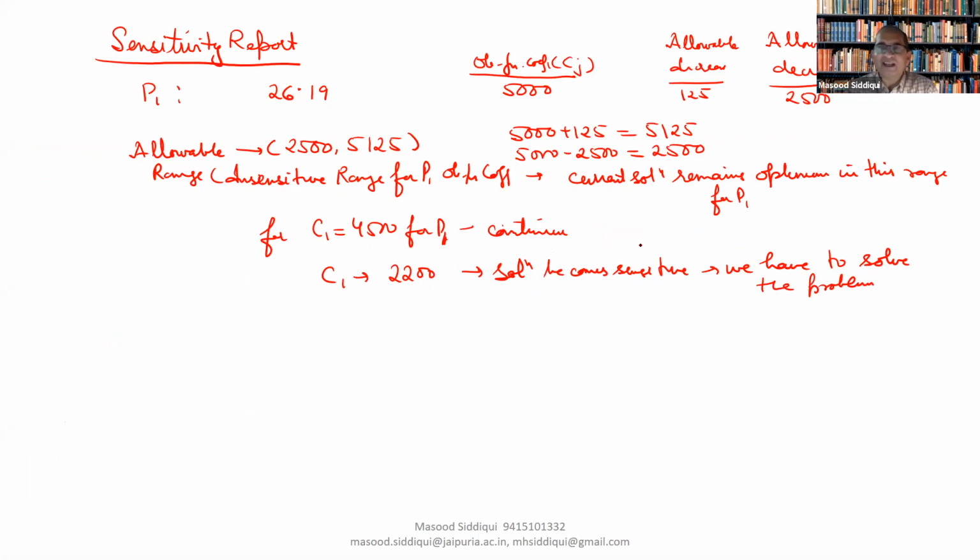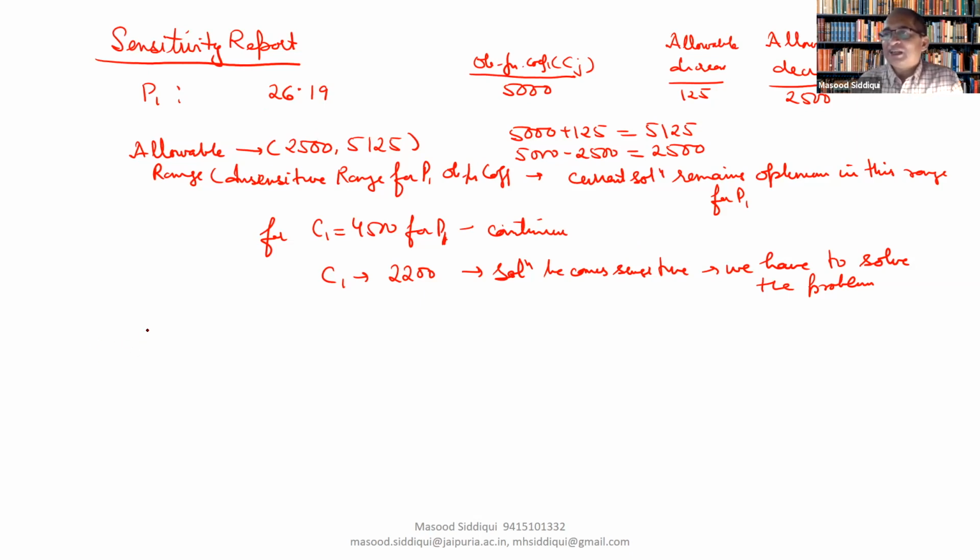In the same manner, if the profit for product one has increased from 5,000 to 5,100, then the recommended solution is to continue producing 26.19 units. But if the profit for product one goes beyond this range, beyond 5,125, suppose the profit is 5,500, then our production may change. So we have to solve the problem again. So this is for product one.